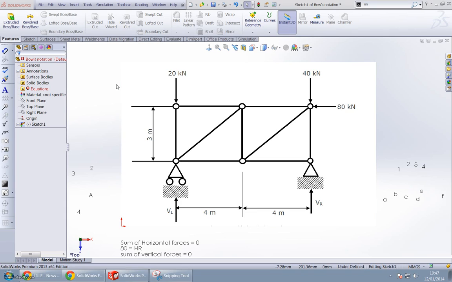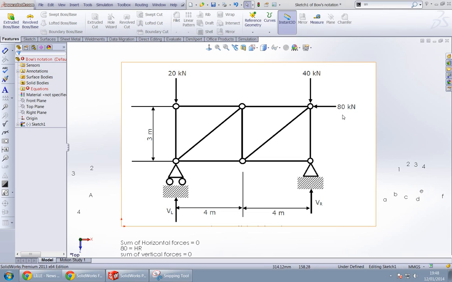Hi everybody, I want to teach you today the graphical method for solving the structure member forces in the members of the structure using Bow's notation. Here we have a structure with two forces acting downwards, 120 kilonewton and 140 kilonewton.